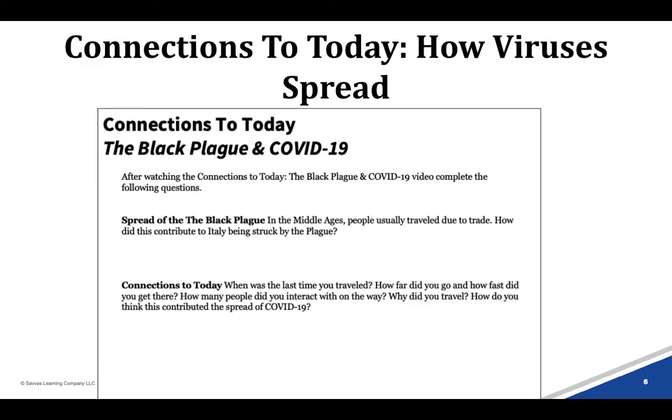In the Middle Ages, the Black Plague spread due to people's travel. Think of the way people traveled in the 1300s and why they moved from place to place. How does it compare to now? Look at how quickly the virus spread from Asia to other continents. What do you think contributed to that?